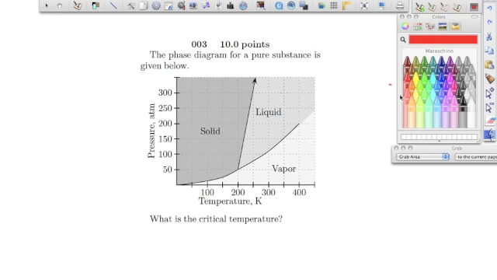All right, moving on to number 3. It says the phase diagram for a pure substance is below. We see that now they've labeled the solid, the liquid, and the vapor state. It asks, what is the critical temperature? Well, the critical point is right here. So we look down and see what the critical temperature is. The critical temperature is going to be 400 Kelvin.